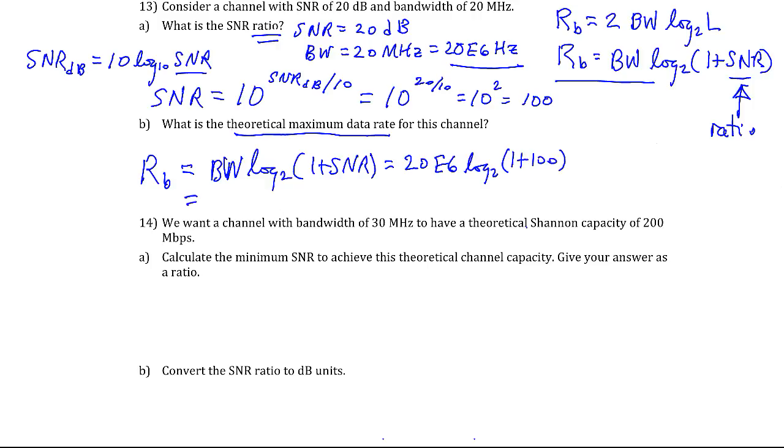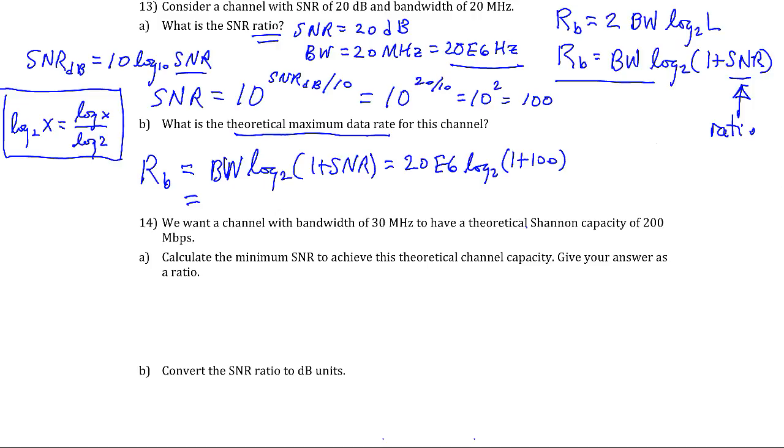And you've got to watch out calculating log base 2 on your calculator. Most calculators don't have a button for log base 2, and you'll have to use the fact that the log base 2 of x is the log of x over the log of 2. You just calculate the log of 101 and divide it by the log of 2. And you should practice this to make sure you can get it right.